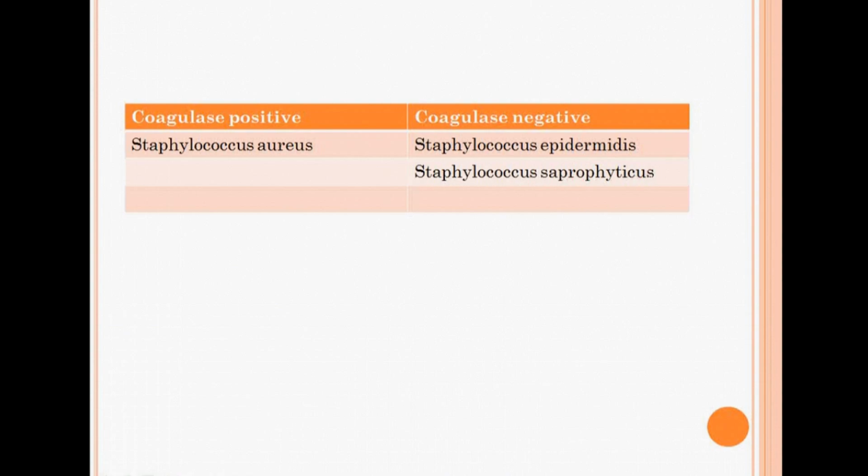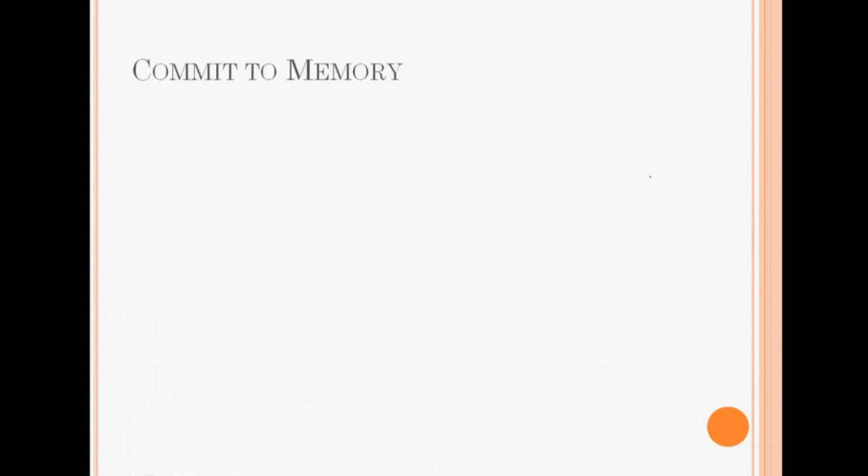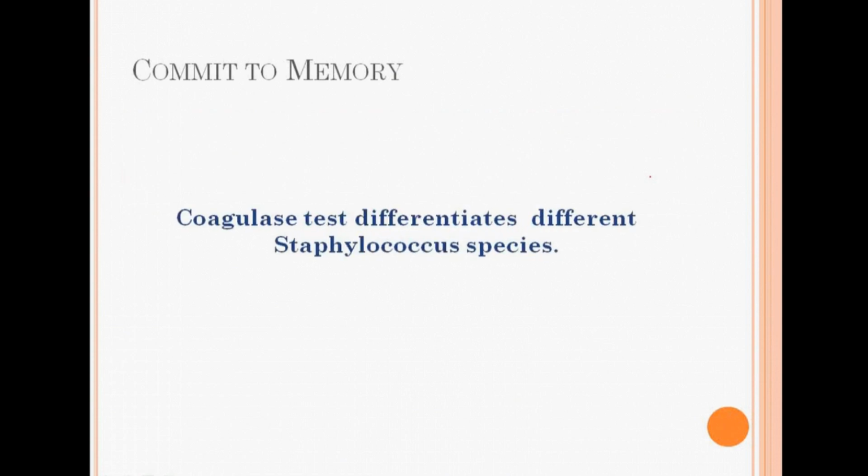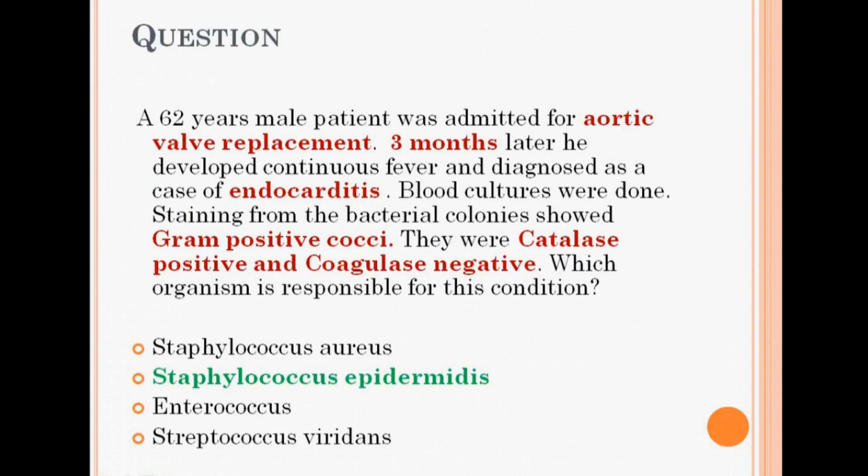So we commit to memory that the coagulase test differentiates different species of Staphylococcus. And I repeat that the catalase test differentiates Staphylococcus from Streptococcus. So now in the options, our final answer is Staphylococcus epidermidis, which is gram-positive cocci, catalase positive and coagulase negative.